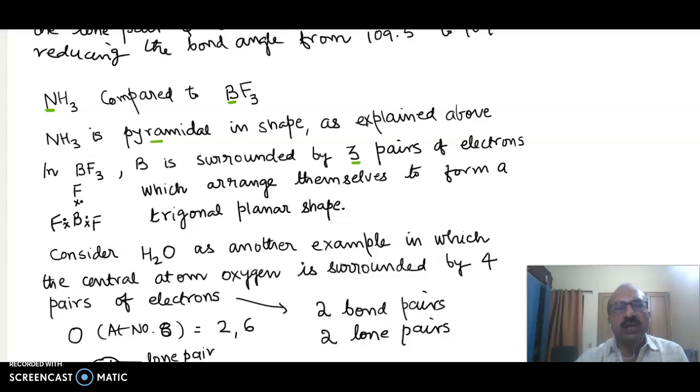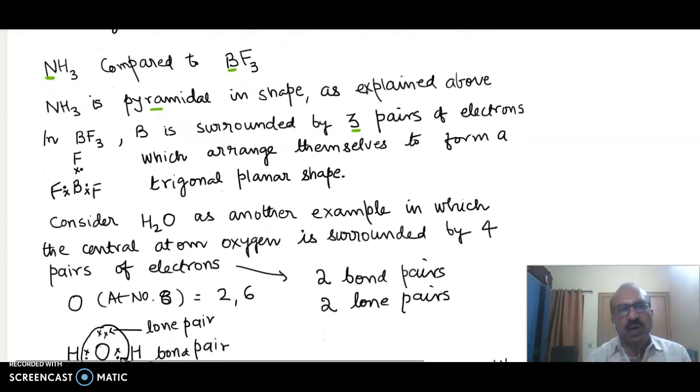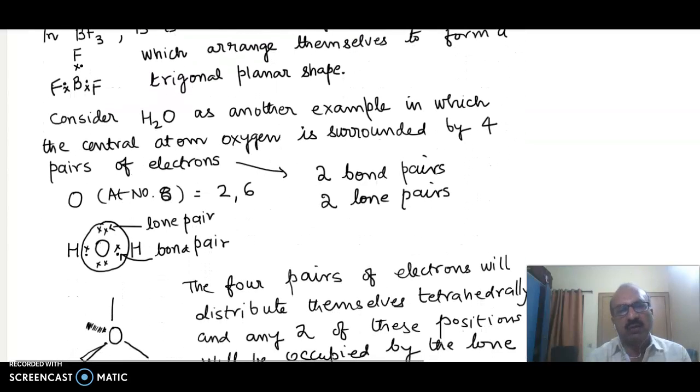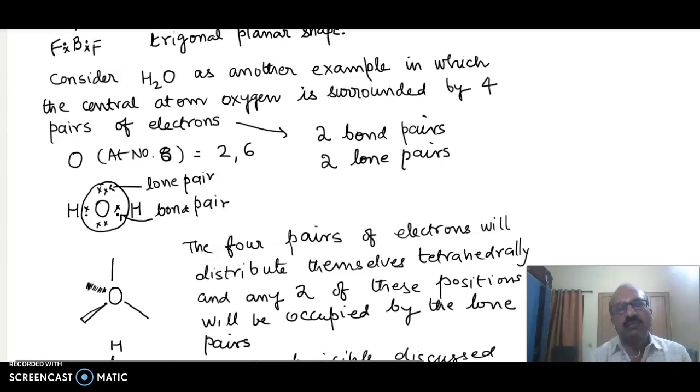So, the boron trifluoride is trigonal planar in shape, whereas ammonia is pyramidal in shape. Now let's consider another example in which once again the central atom, oxygen in this case, is surrounded by 4 pairs of electrons, but out of that 2 are bond pairs and 2 are lone pairs. So how do we understand that?